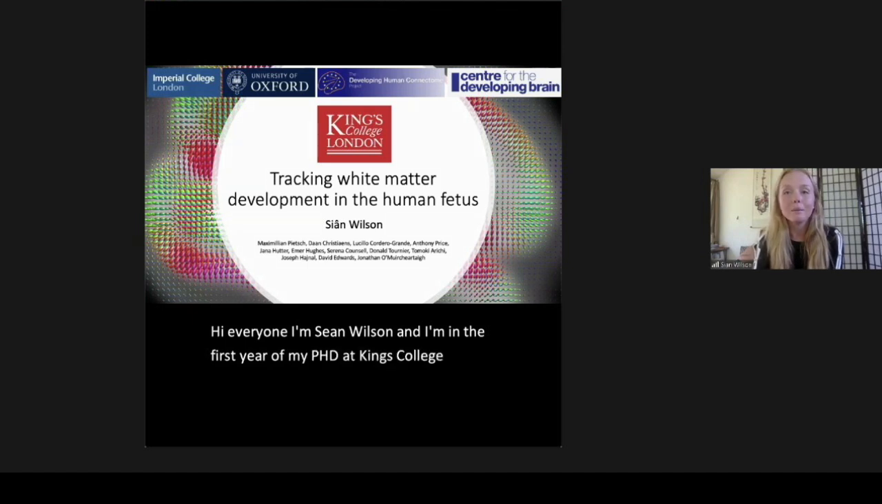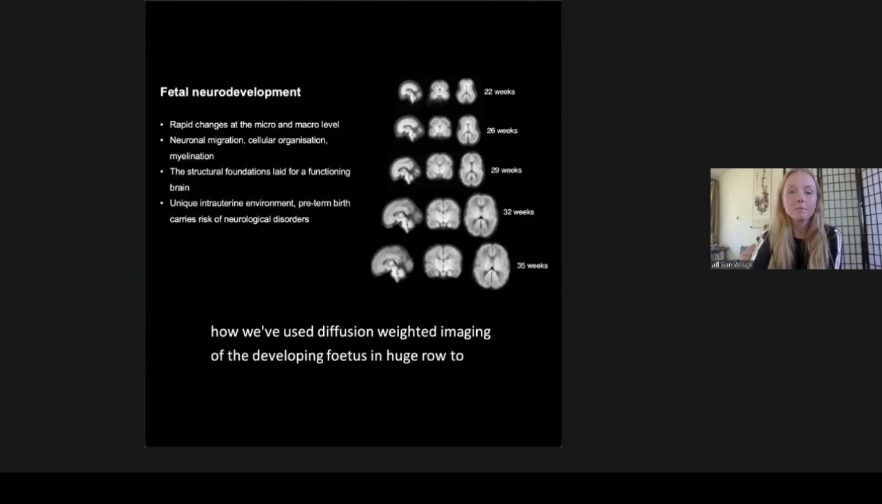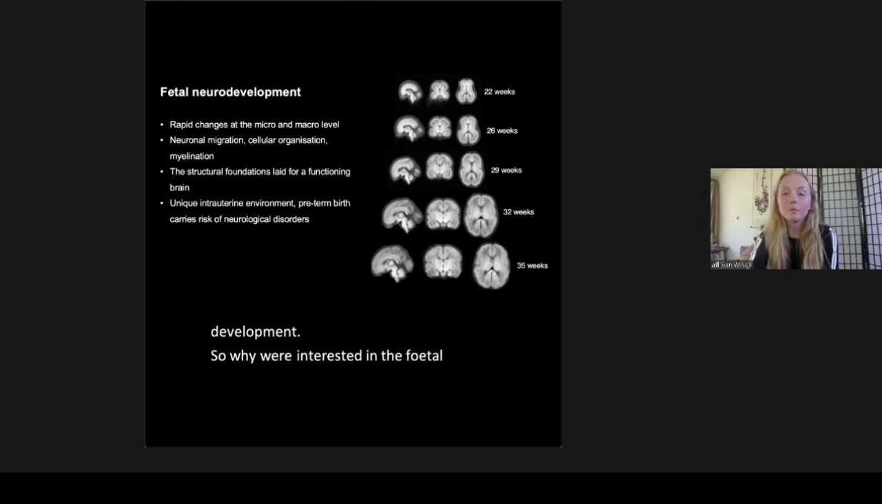I'm going to talk to you today about how we've used diffusion-weighted imaging of the developing fetus in utero to characterise white matter development. So why are we interested in the fetal period? It's a very unique time frame in brain development due to the rapid changes at the micro and macro level on a weekly basis. These changes are underpinned by the biological processes of neuronal migration, cellular organisation and myelination. This is a critical juncture in development, as structural foundations are laid for a functioning brain.